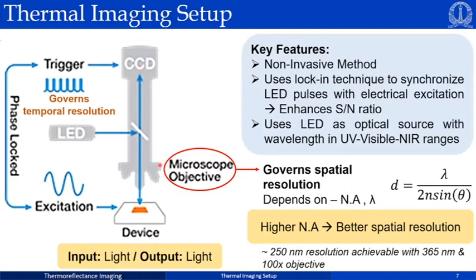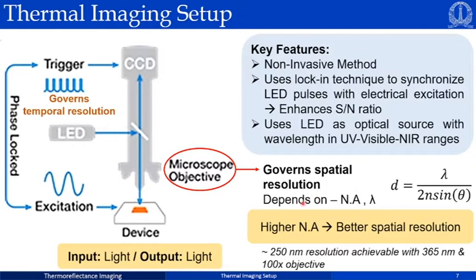Okay, so another important factor in this setup is the microscope objective. The microscope objective governs the spatial resolution. We saw that we need to achieve spatial resolution of around a micron or less than a micron, so this is around 250 nanometers, 500 nanometers, of that range.